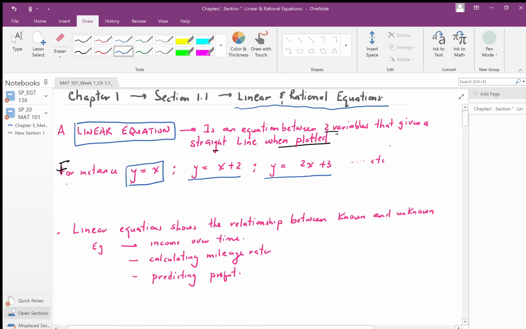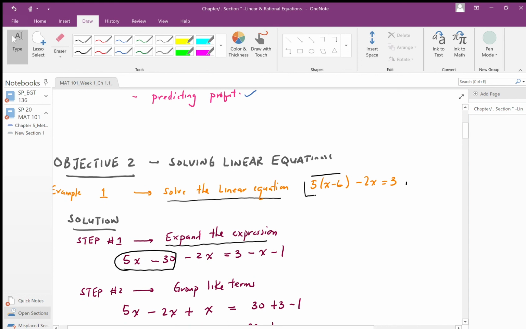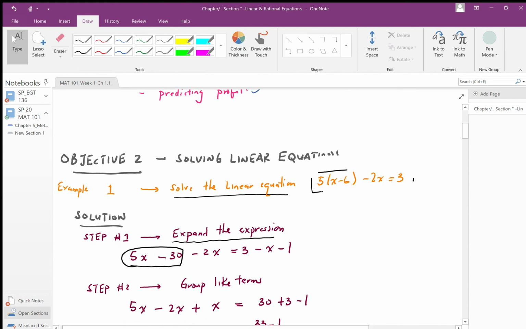Now, in real life, you can use these linear equations to depict income over time, mileage rates, and of course, you can use it to predict profits. So we want to be able to solve a linear equation now that we understand what a linear equation is. Okay, we can take this simple example, 5 into x minus 6 minus 2x equals 3. Okay, and you want to be able to solve for x.